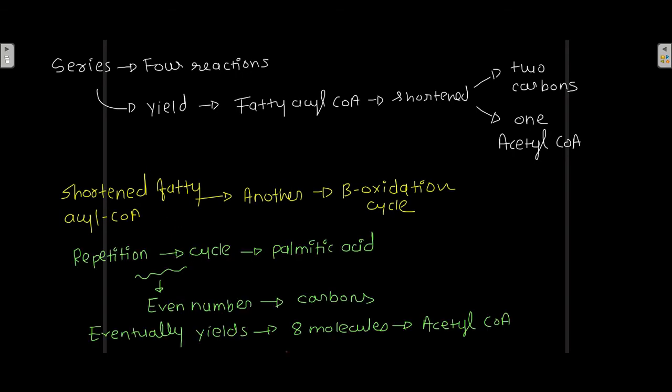Repetition of this cycle with palmitic acid, which has an even number of carbons, eventually yields 8 molecules of acetyl coenzyme A.